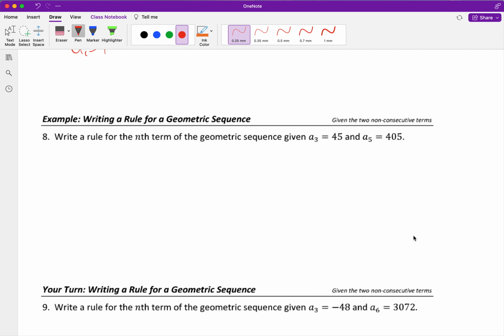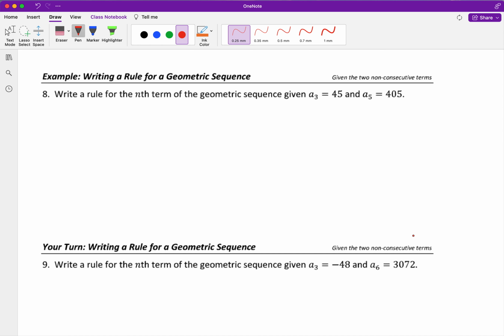We are just going to do a system of equations, but we're not going to be able to use elimination because geometric doesn't have plus or minus connecting the two unknown variables. It has multiplication. So we're going to have to do it a slightly different way. So using that first point, plugging it into what I know, I have a1 times r to the 3 minus 1. And then I'll have 405 equals a1 times r to the 5 minus 1.